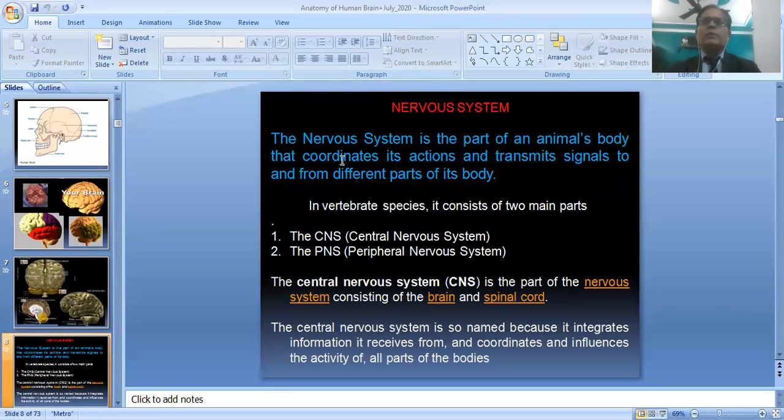So let's start with the nervous system first of all. A question you could be asked is, what exactly is the nervous system? The nervous system is a part of an animal's body that coordinates its actions and transmits signals to and from different parts of the body. You know very well that when something happens, a signal is given by the brain and accepted by the brain. Just like I'm speaking right now. So where does it come from? This comes from the brain. The brain is allowing me to speak.